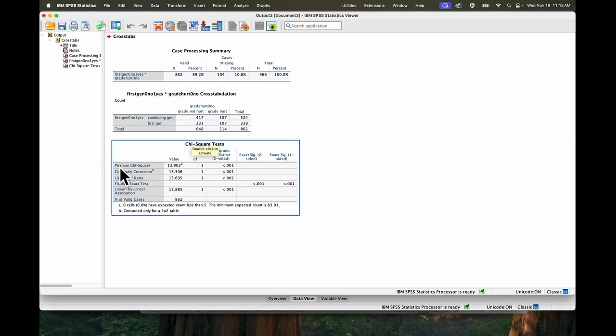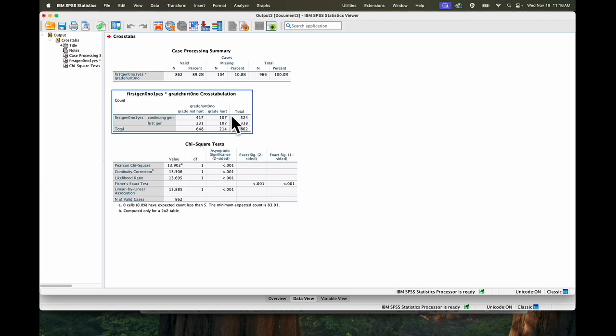And what we can see is we'll use Pearson's chi-square test, and our Pearson chi-square is 13.902. This is highly significant. The significance value is less than 0.001. That is our p-value there. So we can confidently say that there is a difference in the distribution here.